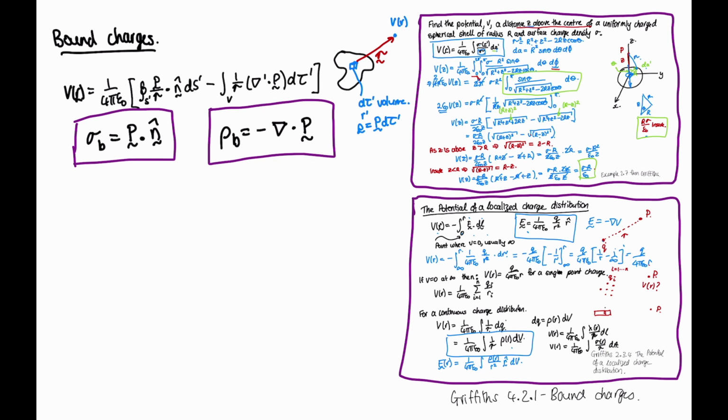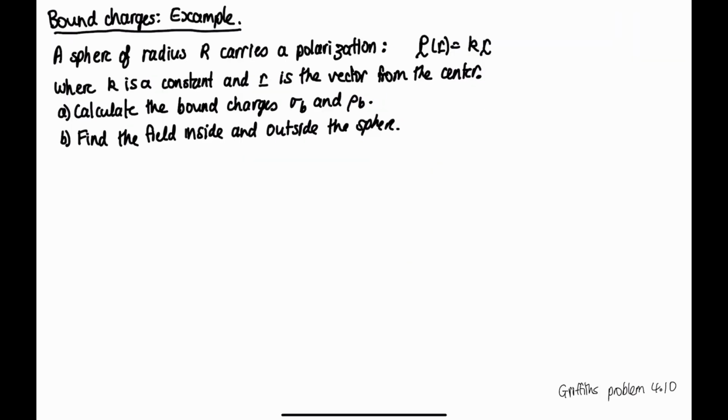So I think the easiest way to see why we would want to do this is by having a bit of a look at an example. So let's have a look at an example problem now. Righto, so in this problem, we've got a sphere of radius R that has a polarization which is equal to kr. So this is a radial polarization in this case, and we're talking about a sphere. So it sounds like spherical coordinates are going to be the best way to deal with this problem. And we're told k is a constant and r is the vector from the center.